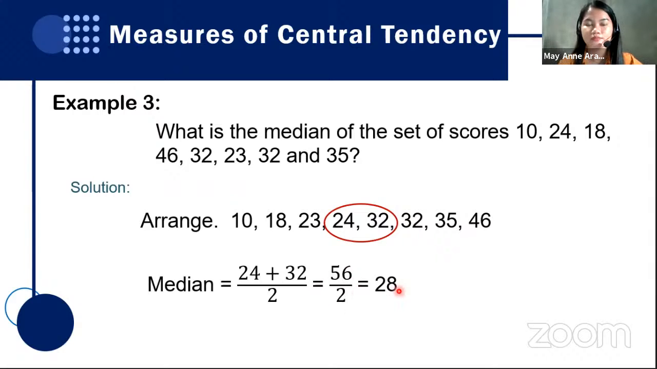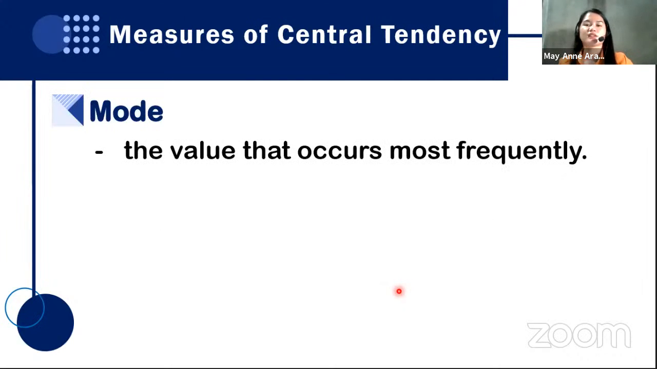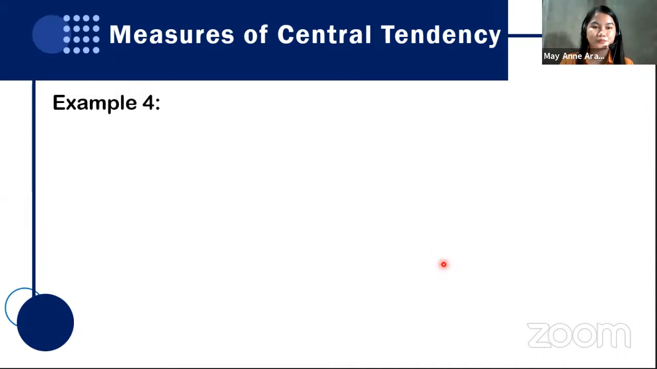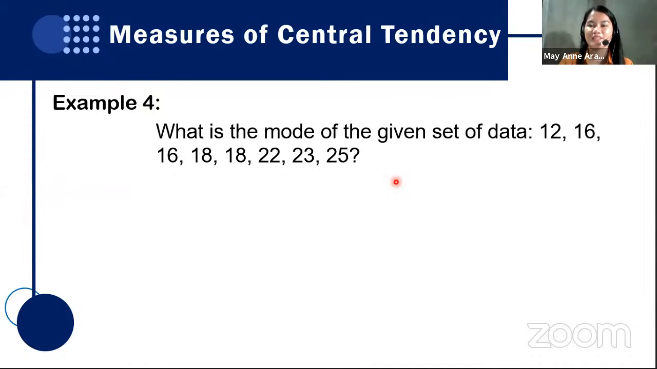That's 28. And last, the easiest to compute among the measures of central tendency, hindi pala siya compute. You just count lang kung ilan. So, mode is the value that occurs most frequently. And we also have different kinds of modes. So, unimodal if there's only one mode, bimodal if there are two modes, and if there are more than two modes, that's called multimodal.